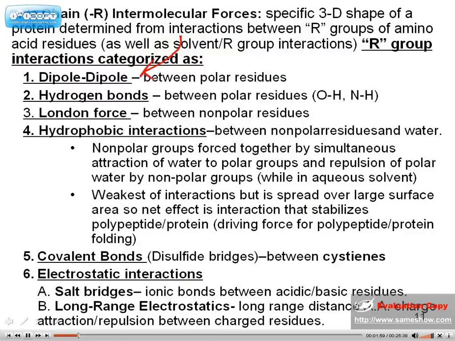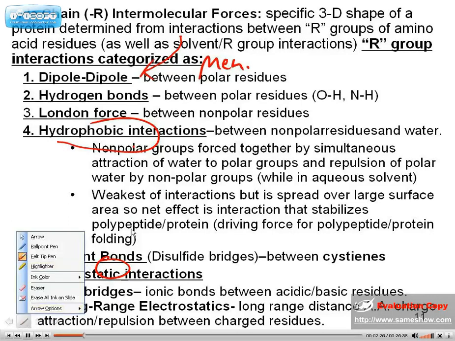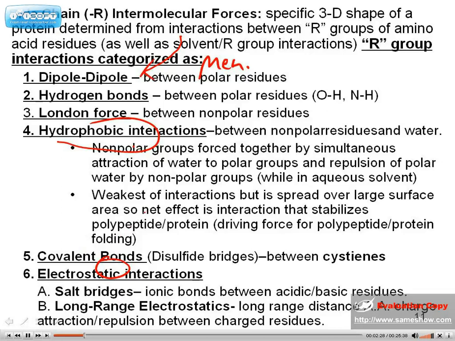You're responsible for memorizing these: dipole-dipole, hydrogen bond, London force, hydrophobic interactions, covalent bonds, and electrostatic interactions. I want to focus on these two right here, hydrophobic and electrostatic. So let's go ahead and focus on this one right here, hydrophobic, because that's probably a brand new concept, and the other ones we'll just review.